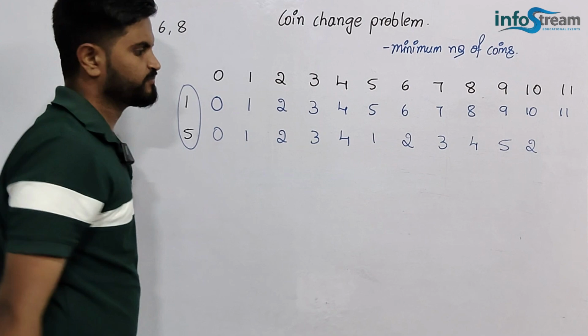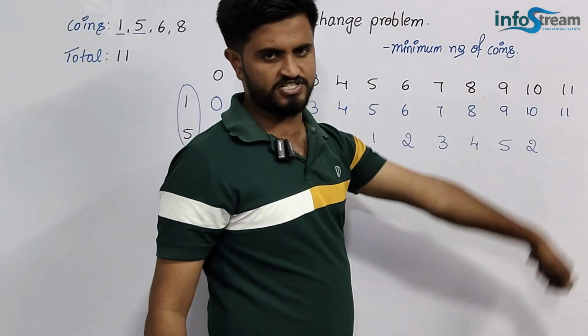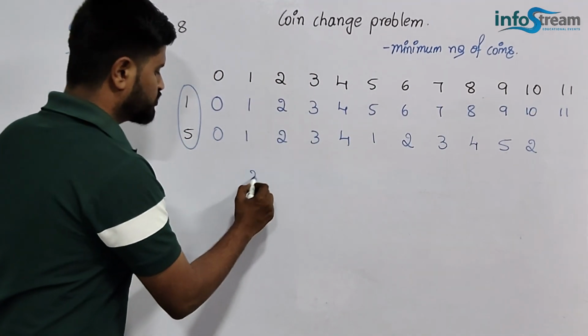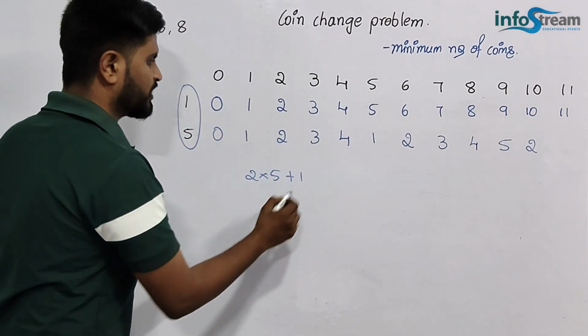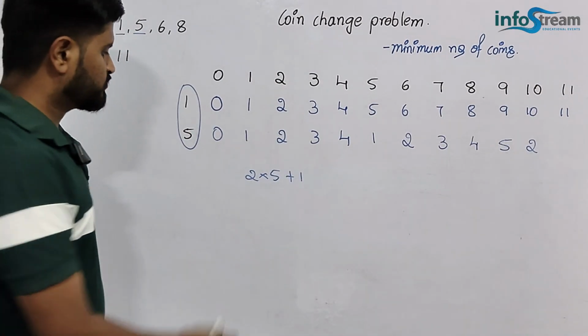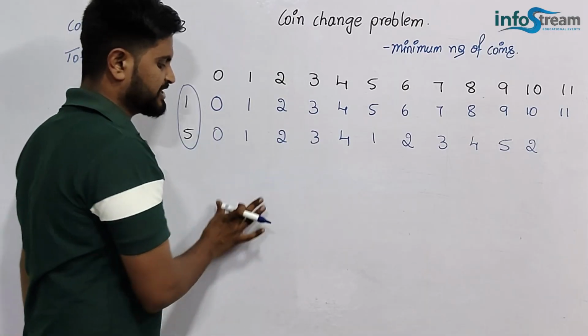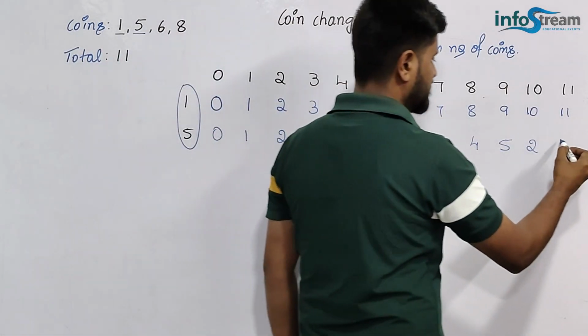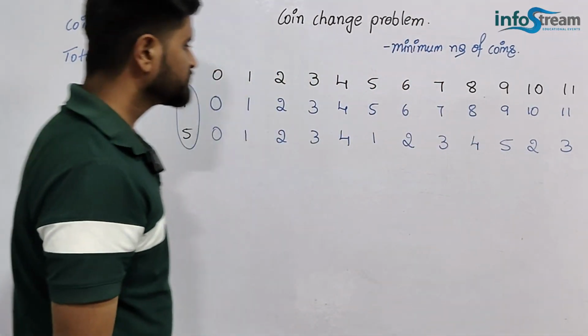That is 10 rupees. Now I want to give 11 rupee change. So I will give 2 5 rupee coins with 1 rupee coin. So only 2 plus 1. Only with 3 coins we have fulfilled the value of 11.